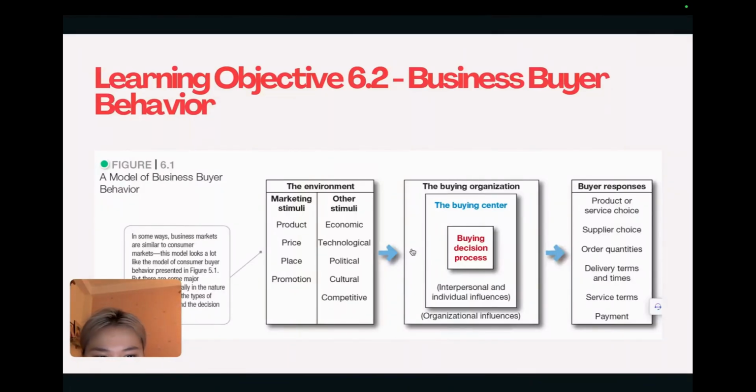Business buyer behavior refers to how organizations purchase goods and services for use in producing other products or services, or for resale. First, there is a model of business buyer behavior. This model provides a general explanation of how businesses make purchasing decisions. In short, it answers the question, how do businesses make purchases and why do they make those purchasing decisions?